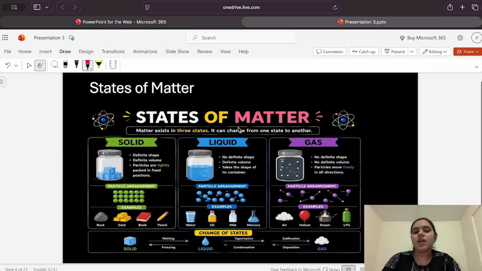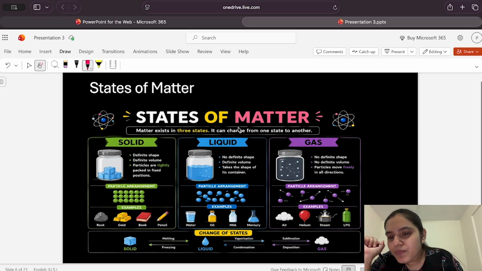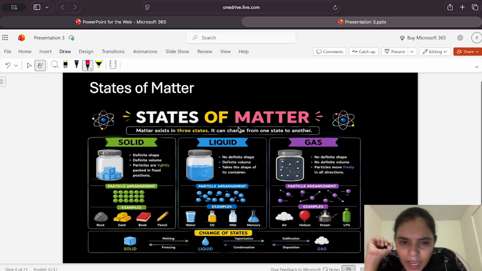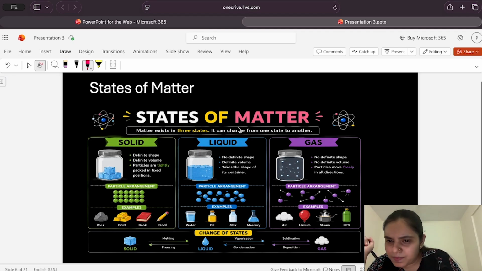Students, let me ask you a simple question. Is water always a liquid? Think carefully. What happens when water is kept in a freezer? It becomes ice, which is solid. And what happens when water is heated? It becomes steam, which is gas, right? So, the same substance, that is water, can exist in different forms, that is solid, liquid or gas.